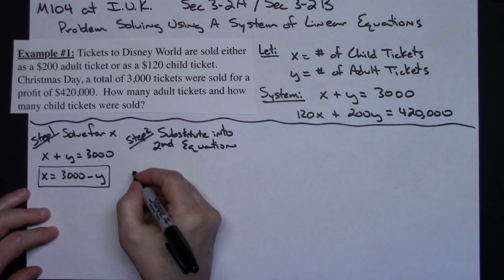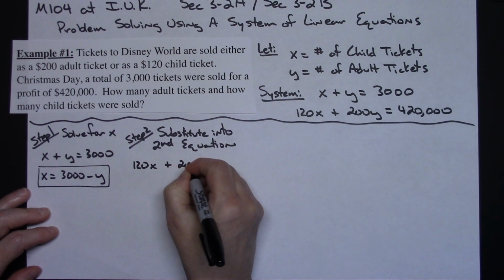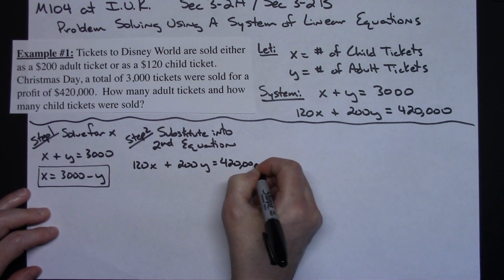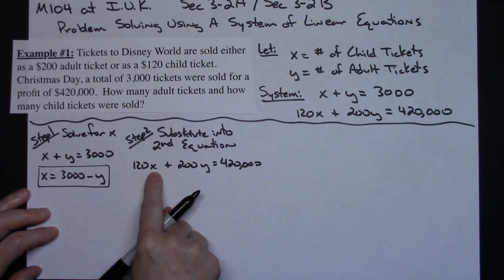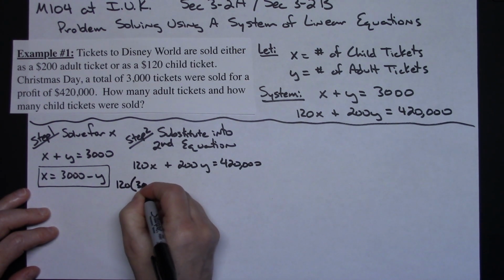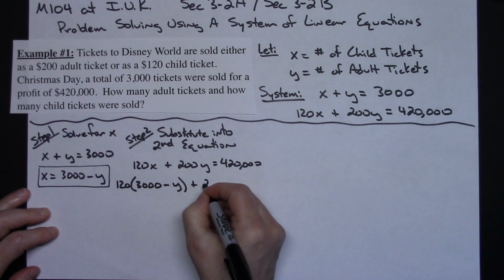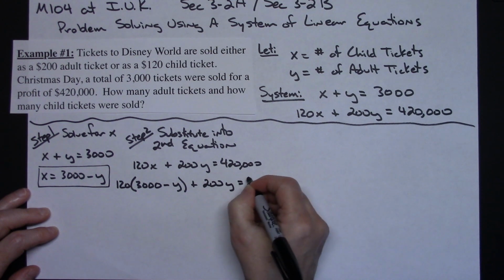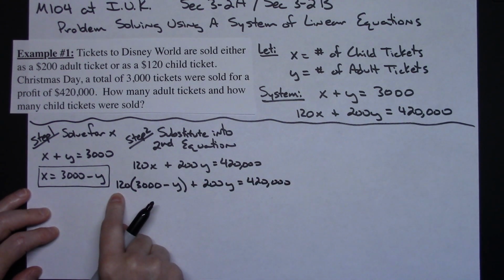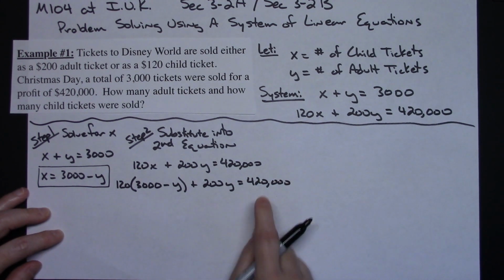Okay, so I'm going to write the original equation: 120x plus 200y equals 420,000. Now I'm going to substitute this in for x. So I'll have 120 times (3,000 minus y) plus the rest of the equation, 200y equals 420,000. As you can see, I now have an equation that is completely in terms of y. This is going to allow me to solve for y.